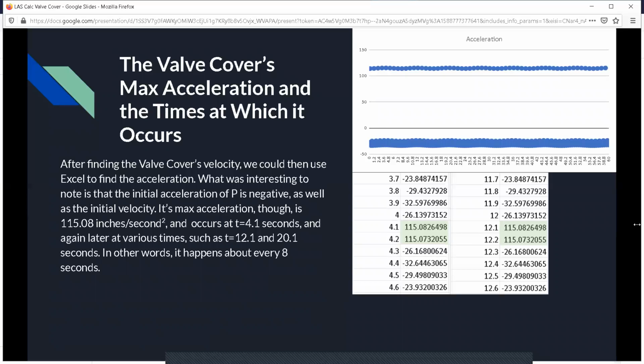Moving out of velocity into acceleration, we were able to find the acceleration by taking the change in the velocity over time. And what was interesting to note is that the initial acceleration of P is negative as well as the initial velocity. The max acceleration, though, is 115.08 inches per second squared and occurs at t equals 4.1 seconds, and again later at various times, such as at t equals 12.1 and 20.1 seconds. In other words, it happens about every 8 seconds, just like with the velocity.